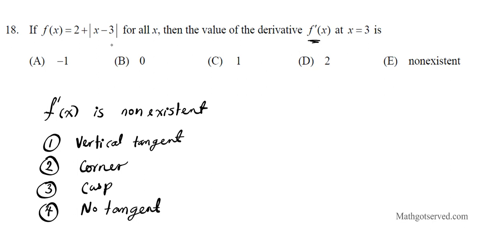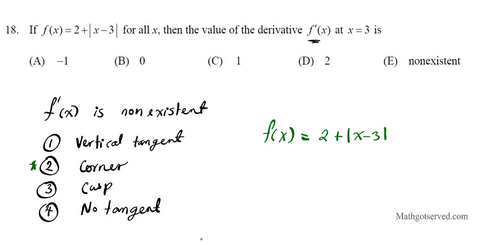All right, if you look at the absolute value, this is a typical example of a corner. So if you have an absolute value function, you have a corner situation here. So option 2 applies here. So we have to be careful. Where does the corner happen in this function, f of x equals 2 plus the absolute value of x minus 3?